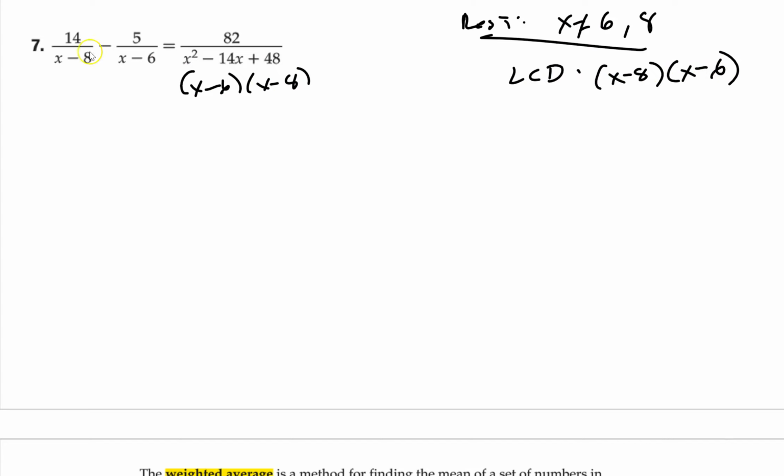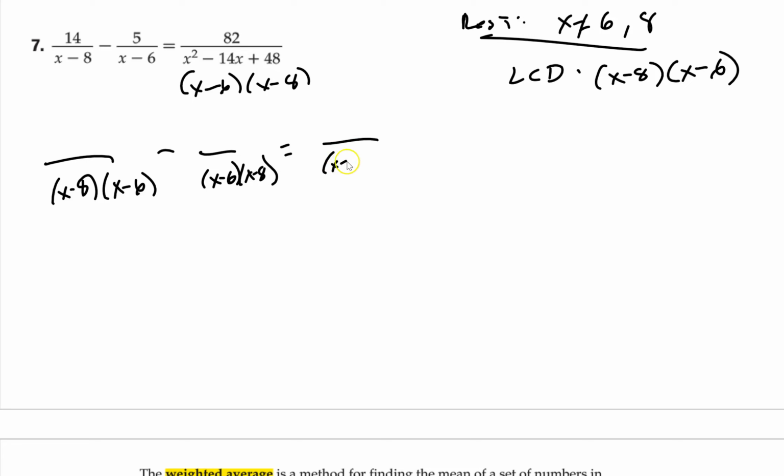You can multiply everything by the LCD, stuff cancels out, and just work that. Or you can try to get the common denominator. I'm going to do that this time. So this is going to be x minus 8, x minus 6, x minus 8, x minus 6 equals x minus 6, x minus 8. Right? Like that's my lowest common denominator.